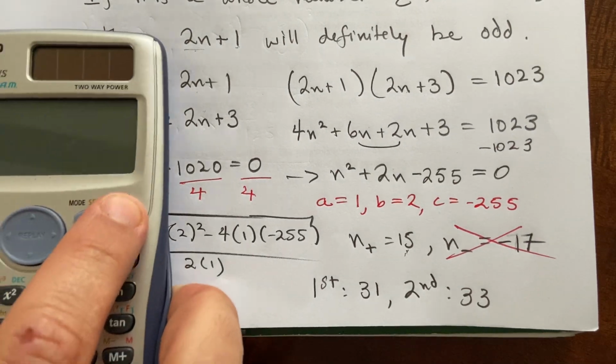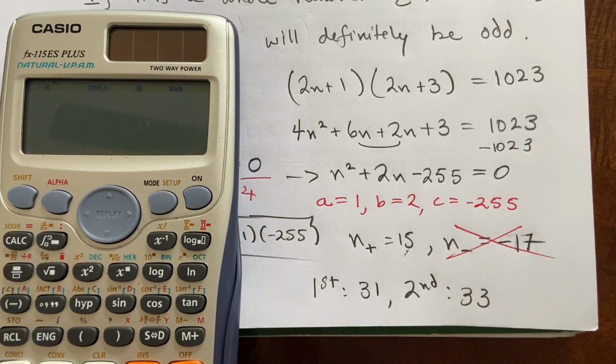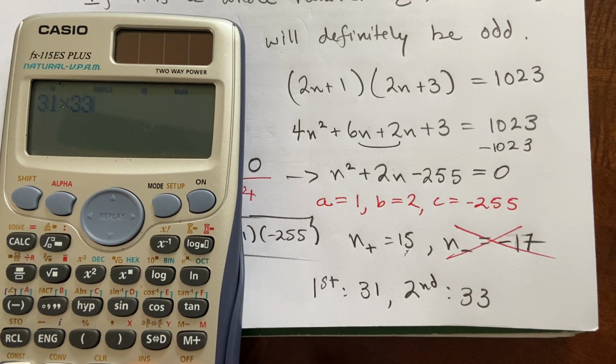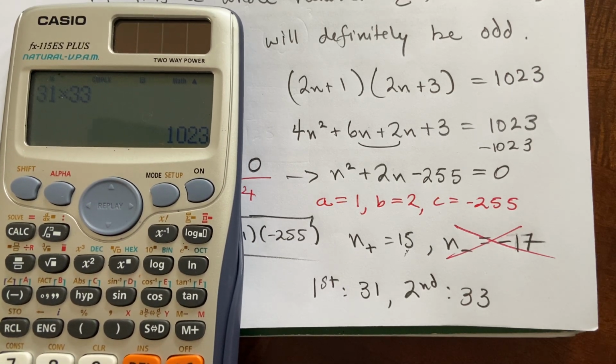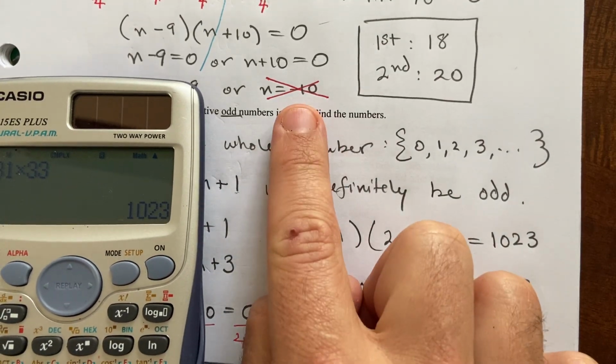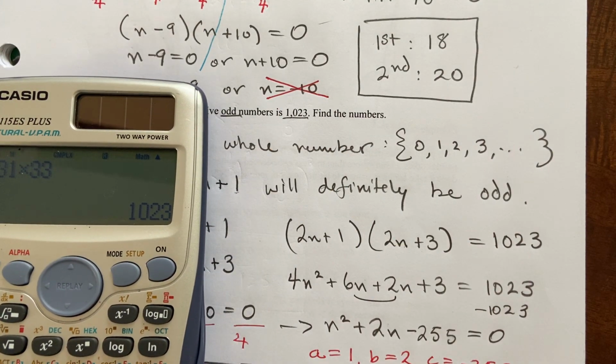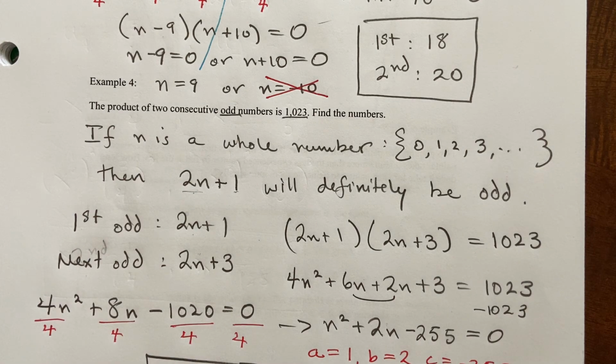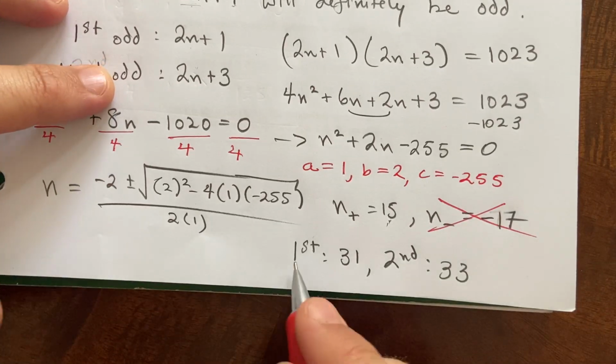Right, so the first one, it looks like 31 times 33. Those are consecutive odds, and they multiply to 1023, like the problem wanted. So I'll box these answers and move on.